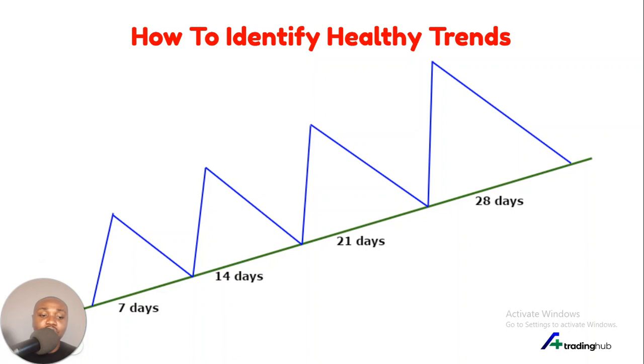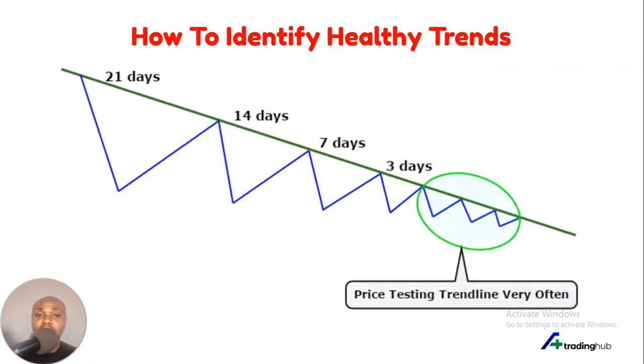In this illustration, you can see that it takes time for price to come back and test the trend line. The first one took 7 days, next was 14 days, after that was 21 days, then 28 days. So you can easily say this is a healthy trend. The longer it takes for price to come back to retest a trend line gives you a story that this particular trend is a healthy trend.